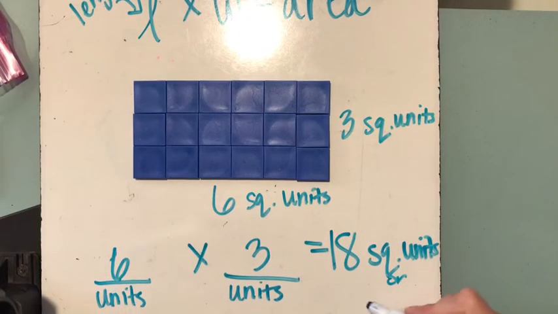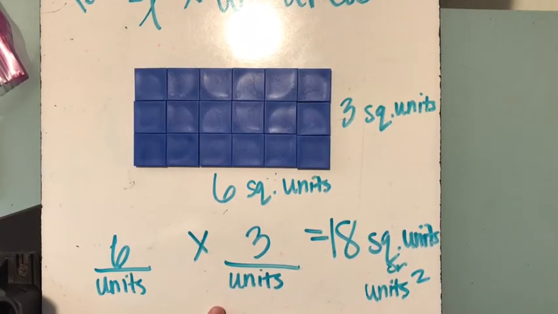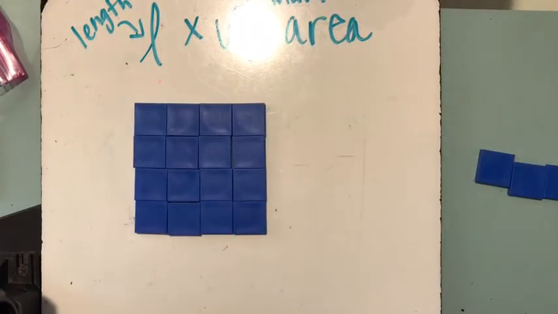Or if you want to get fancy, which you will have to soon enough, you can put units squared. So 18 units squared. Good job. All right, so now it's your turn. Now I want you guys to get your whiteboards out and we're gonna practice a few together before you do your independent work on Seesaw. So get your whiteboards and get ready. So pause the video.